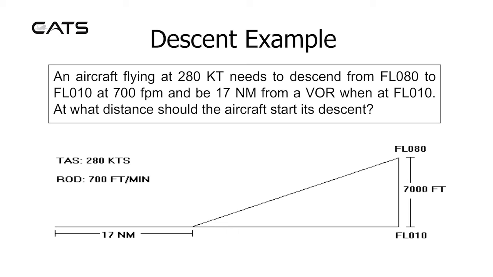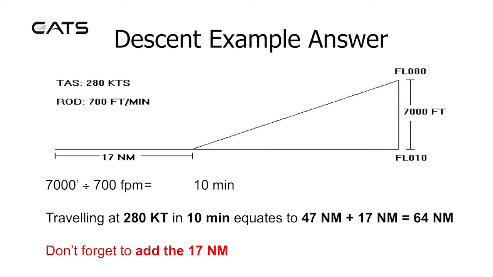Descent example. An aircraft is flying at 280 knots and needs to descend from flight level 80 to flight level 10 at 700 feet per minute and be at 17 nautical miles from a VOR when at flight level 10. At what distance should the aircraft start its descent? Well, flight level 80 is 8,000 feet and flight level 10 is 1,000 feet. So calculate the height to be lost, which is 7,000 feet. The TAS is 280 knots and the rate of descent is 700 feet per minute.